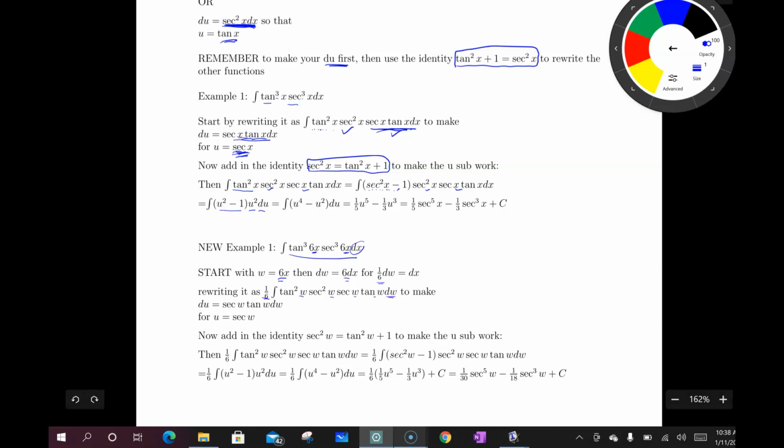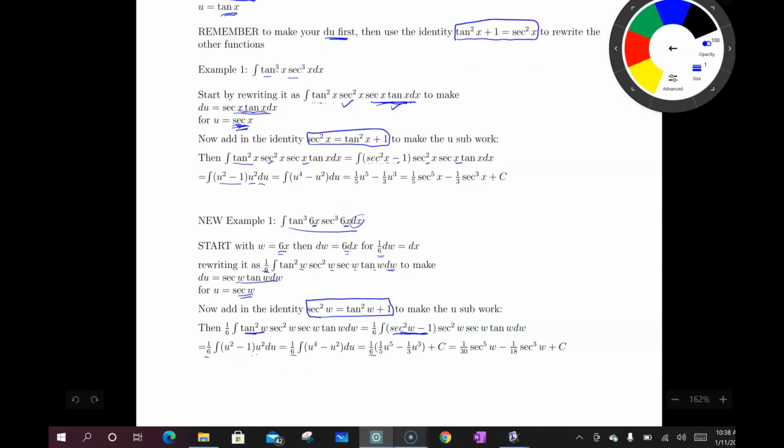And I'm starting off with the same peeling off a secant tangent, and that means my u is secant of w. Then I'm going to replace tangent squared of w with secant squared of w minus 1, right? Because this identity works in w's and x's. So then I'm ready to do the same thing as I did before. Substitute in, multiply it out, take the integral, and then we're just carrying this 1/6 along on the outside. So that's the only difference.